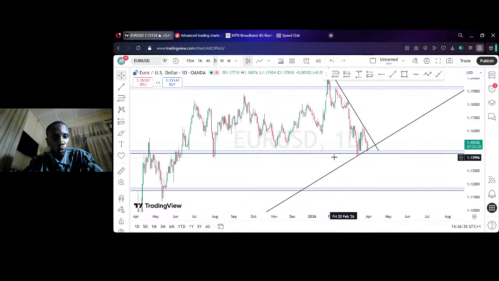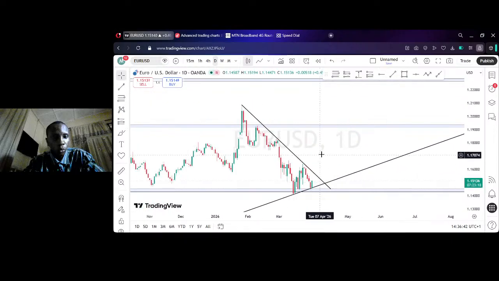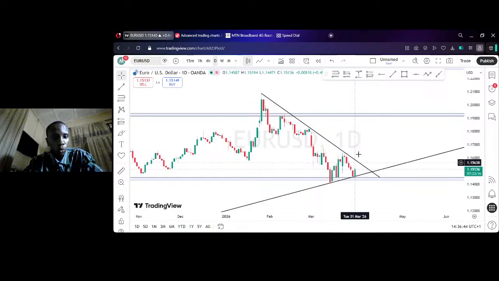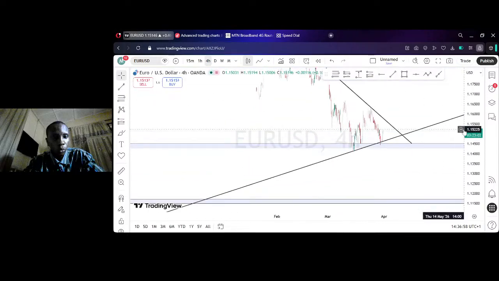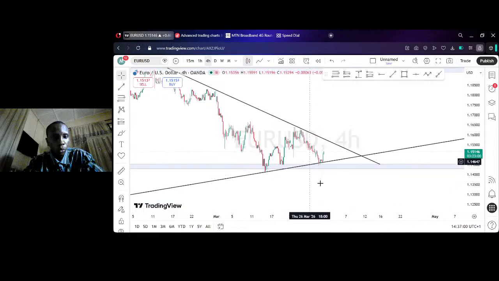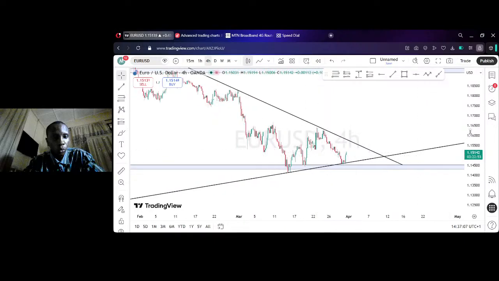But if the sellers can continue to drive the price down, we are coming to test this level again. But if the buyers can step in with strong momentum, price will break out from this trend line right here and come to attempt this resistance level here. So now if you look at the 4-hour time frame right here, we can see that price has attempted this level of resistance and also tested the trend line right here, but could not break through that level.